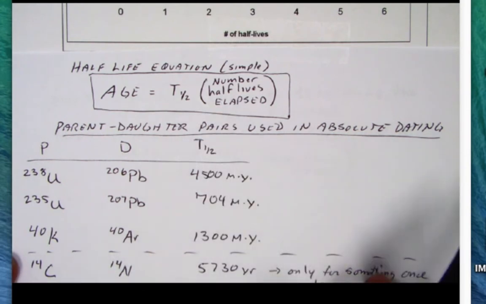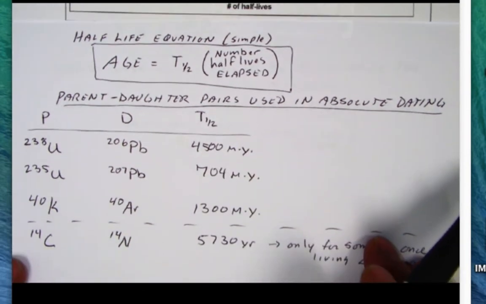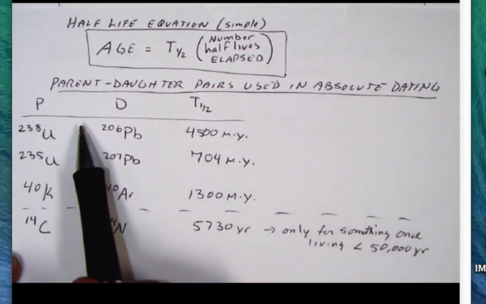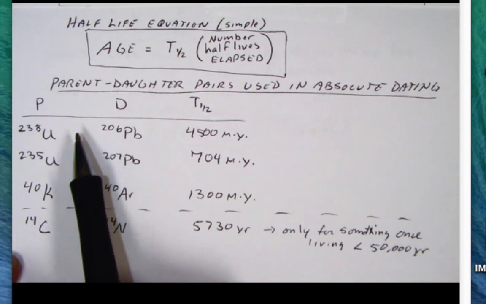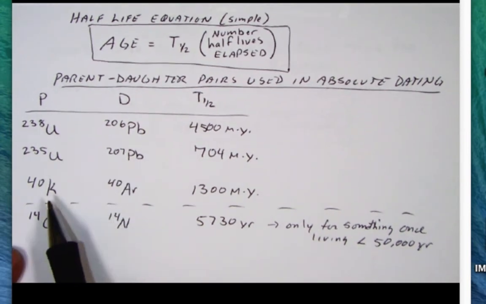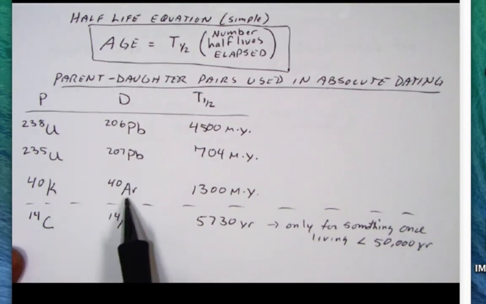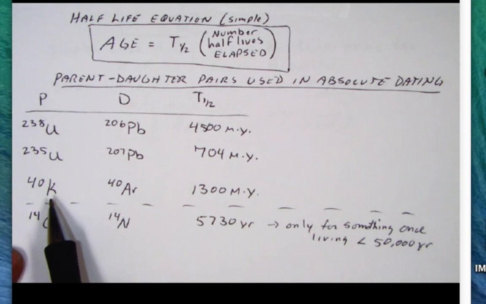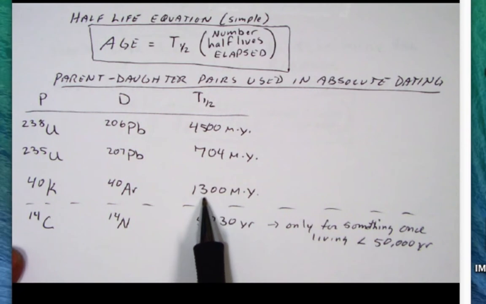And so here are atoms, parent-daughter pairs, isotopes that are used for absolute dating. And really, I think your book says the workhorse is potassium-argon. So this would be the parent, these would be the daughters, and these are going to be their half-lives. So in other words, if you had 1,000 potassium-40 atoms, for them to decay down to 500, it would take 1.3 billion years, or 1,300 million years.